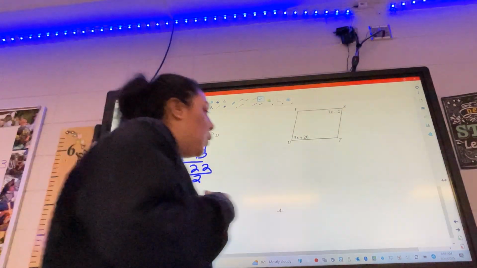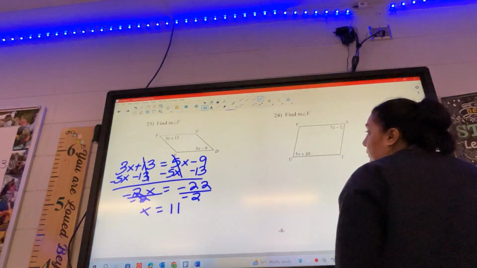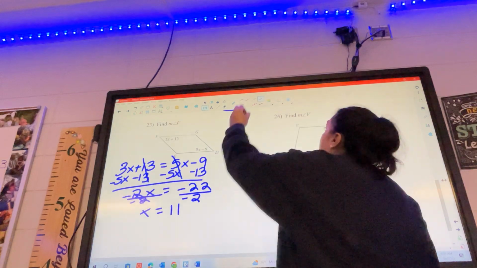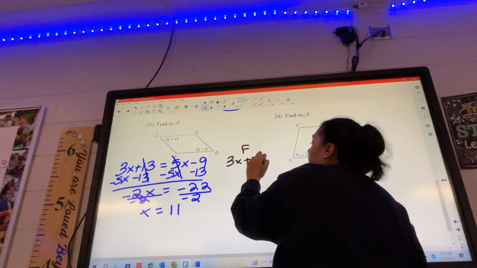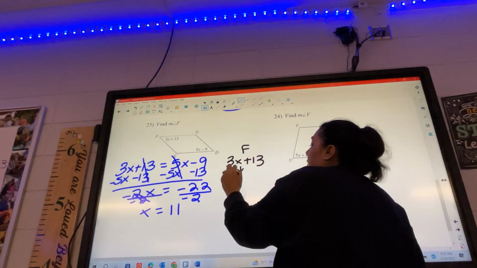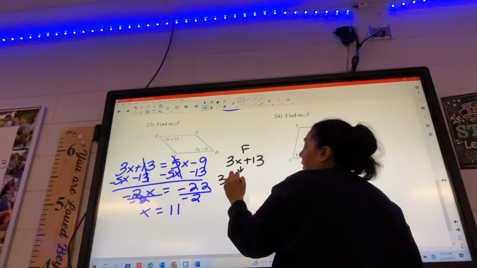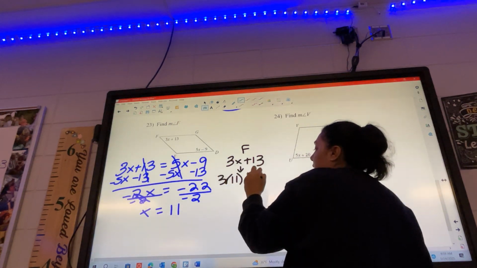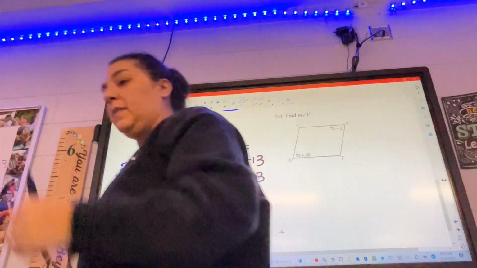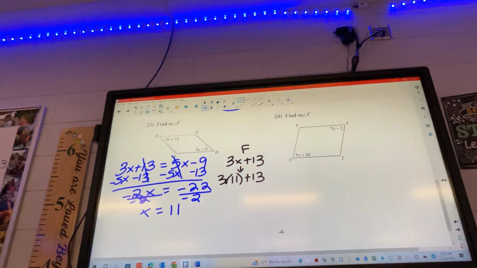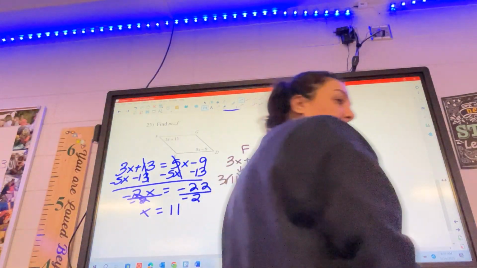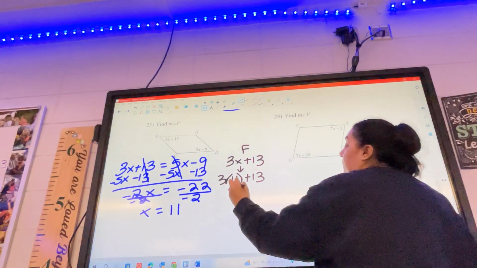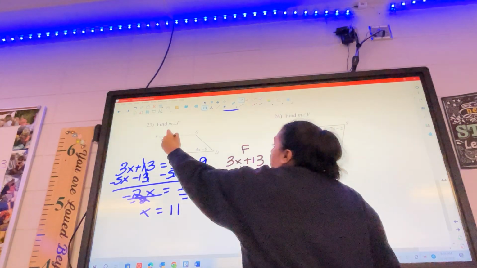Okay. What does it want us to find? F. So it wants us to find F, which is 3x plus 13. So it's going to look like 3 parentheses 11 plus 13. And what is that going to give you? 46. Do we agree? Okay, and so F is 46.